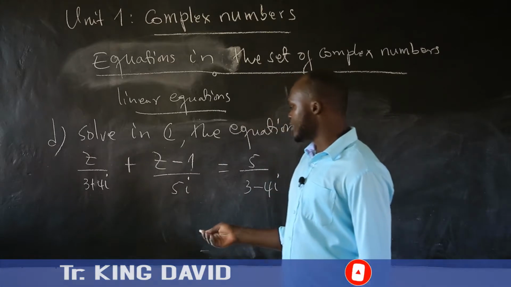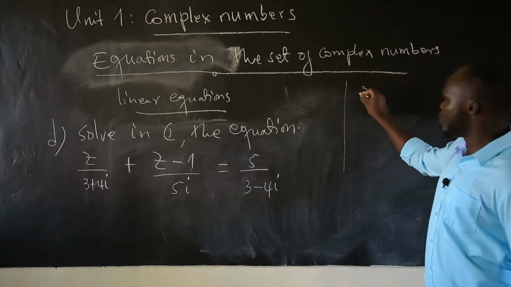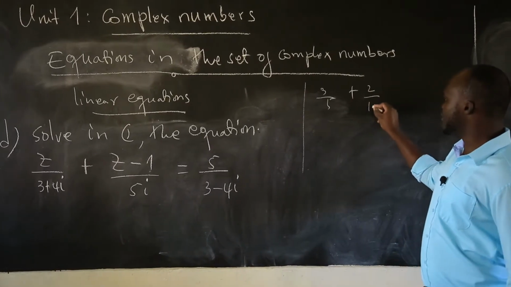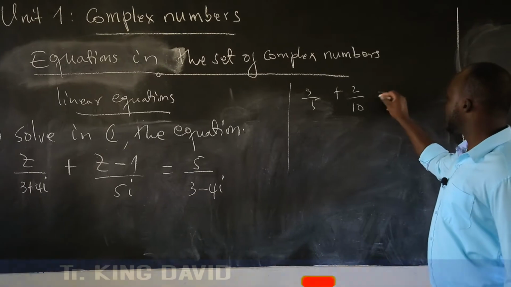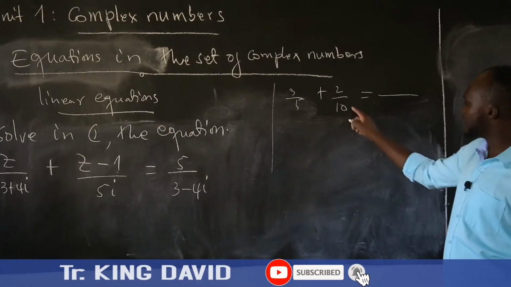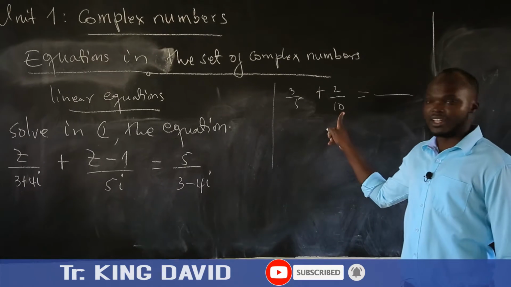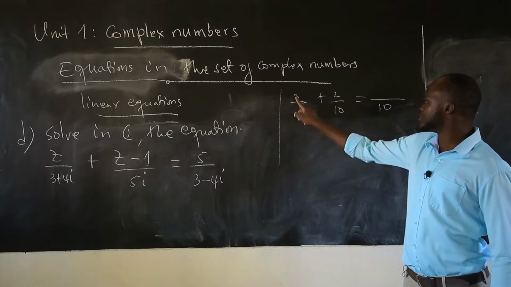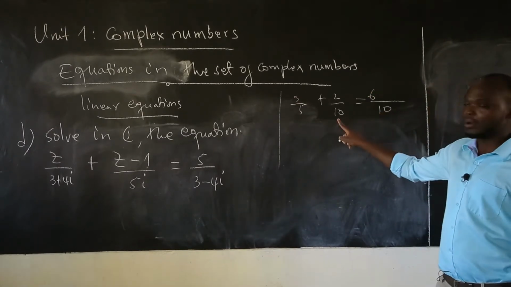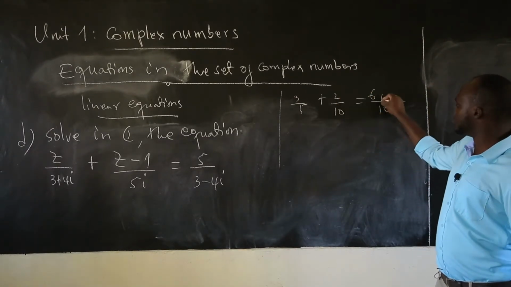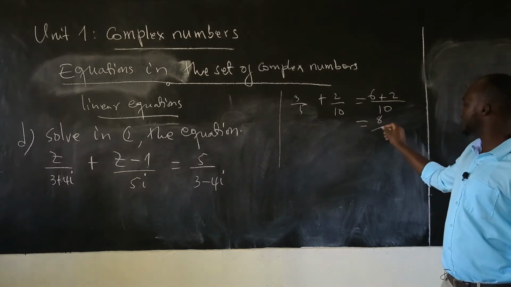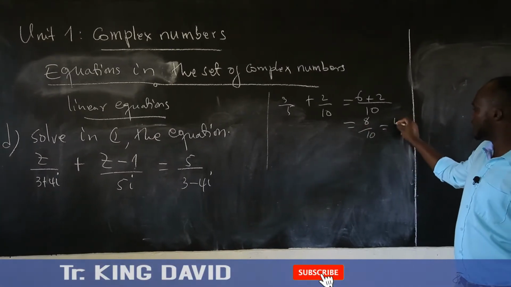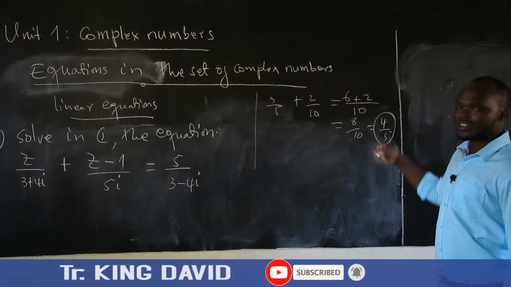Z. So here, remember when you have something like 3 over 5 plus 2 over 10, we have to find the LCM, the lowest common multiple. Our LCM is 10, because 10 can divide 10 and 10 can divide 5. 10 divided by 5 is 2, 2 times 3 is 6. 10 divided by 10 is 1, 1 times 2 is 2. The answer is 8 over 10, which is equal to 4 over 5. So this is the final answer.